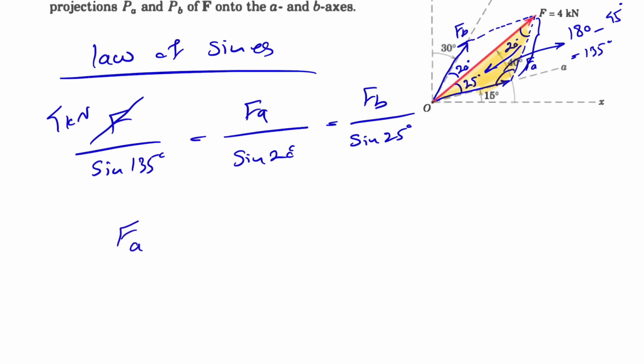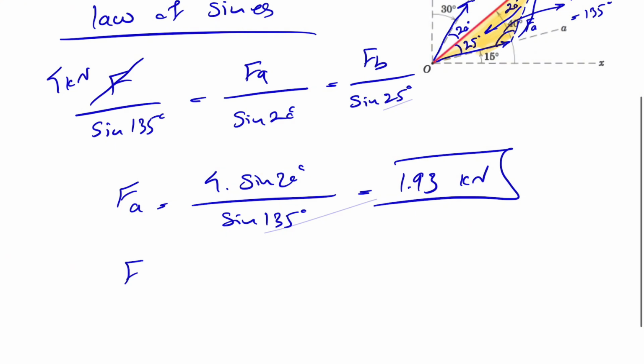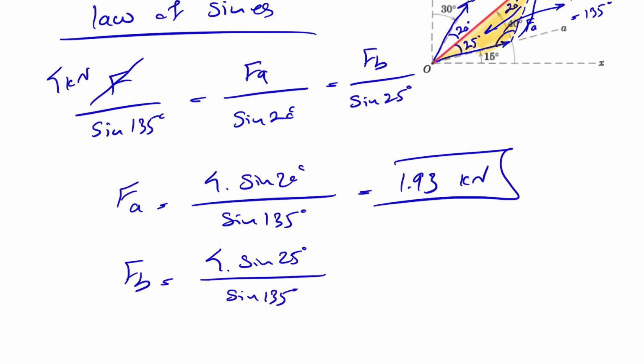So our Fa will be 4 times sine of 20 degrees divided by sine of 135. So what we get for Fa is 1.93 kilonewtons, and Fb would be simply, again, F times sine of 25 degrees divided by sine of 135. And that's going to be 2.39. So that was the first part of the question.